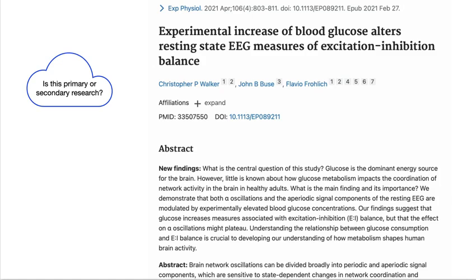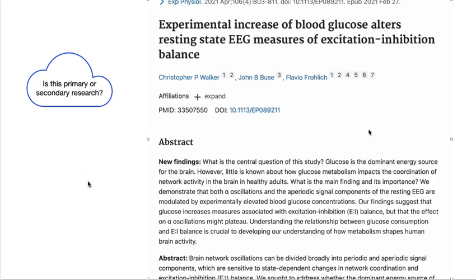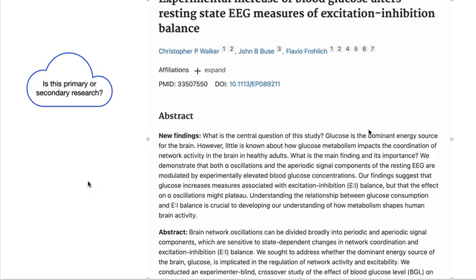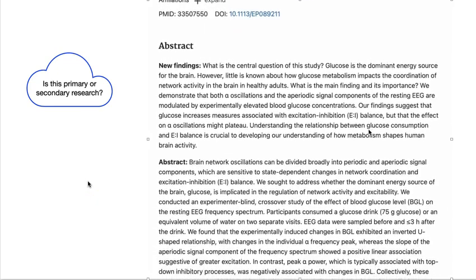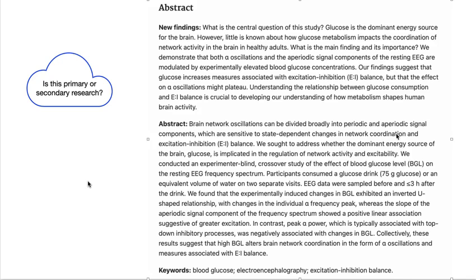So here is a study. It's an experimental study: experimental increase of blood glucose alters resting state EEG measures of excitation inhibition balance. Okay, so what are we doing? Well, we are finding people and we are giving them a glucose drink, and we are measuring their EEG. That's kind of their brain waves. So they are going to be collecting data on people who either do consume a glucose drink or don't consume a glucose drink. And we're going to compare their EEGs after.